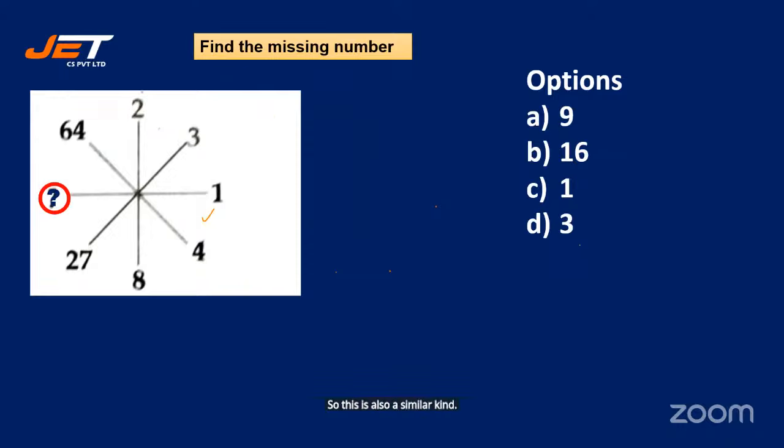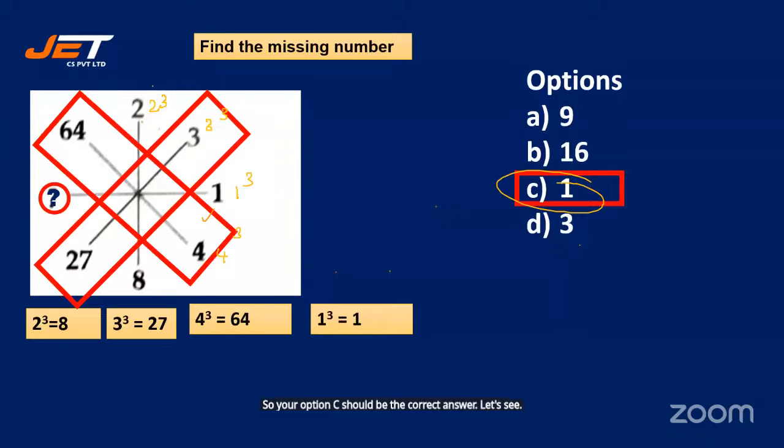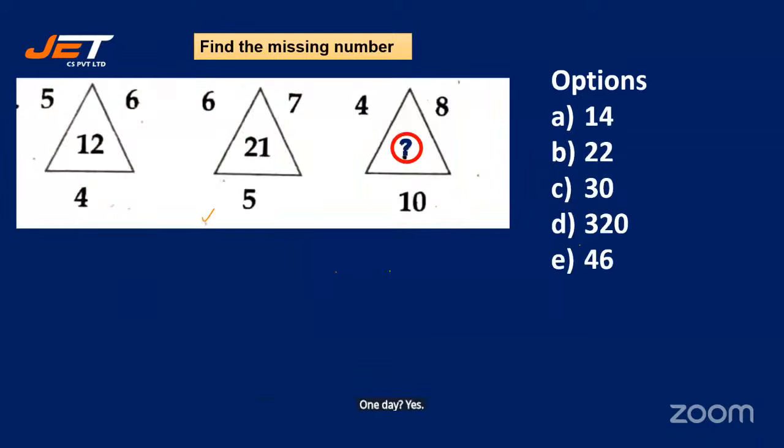See, here you have 2 and 8. What is the relation between 2 and 8? 2 cube is 8, 3 cube is 27, 4 cube is 64. Therefore, 1 cube is 1. So your option C should be the correct answer. Let's see. All right. Yes. Now with this, we are moving on to the next question.